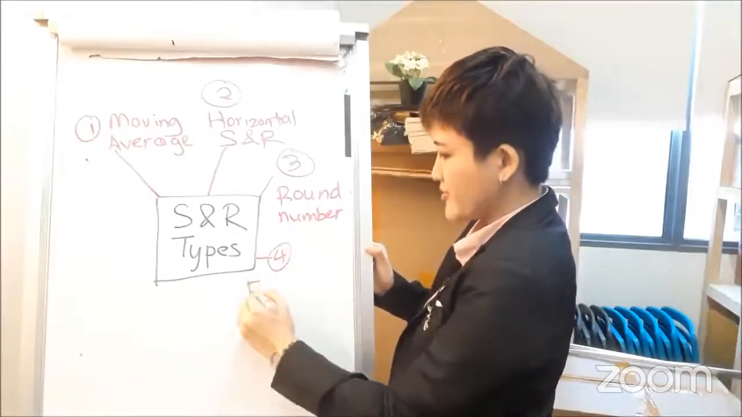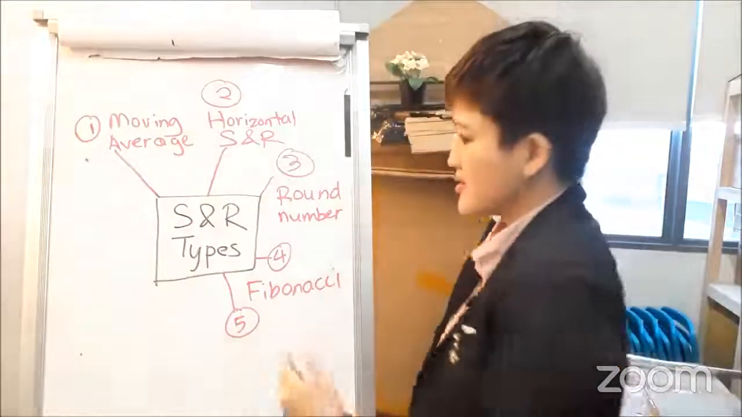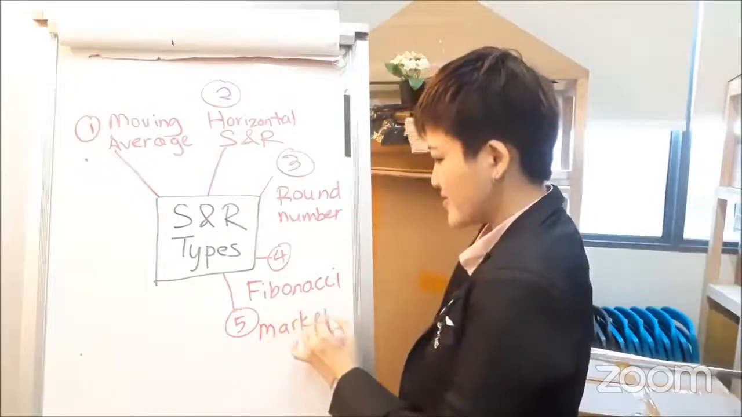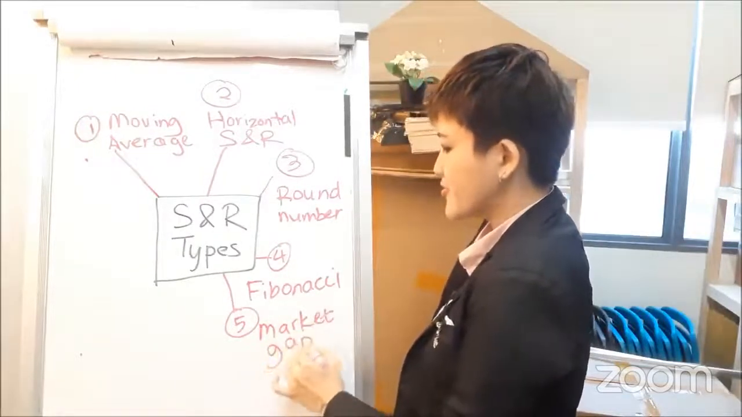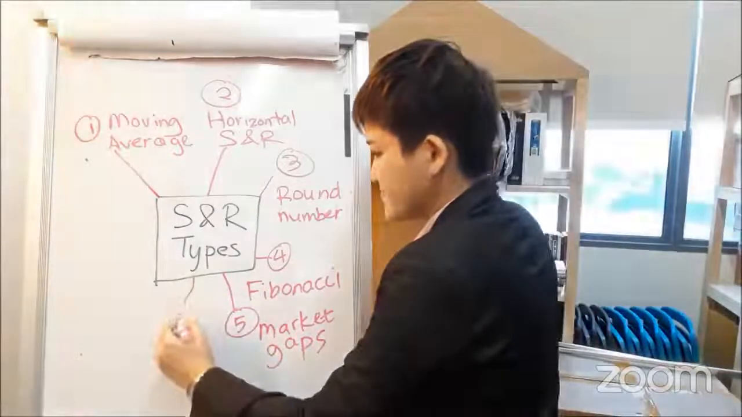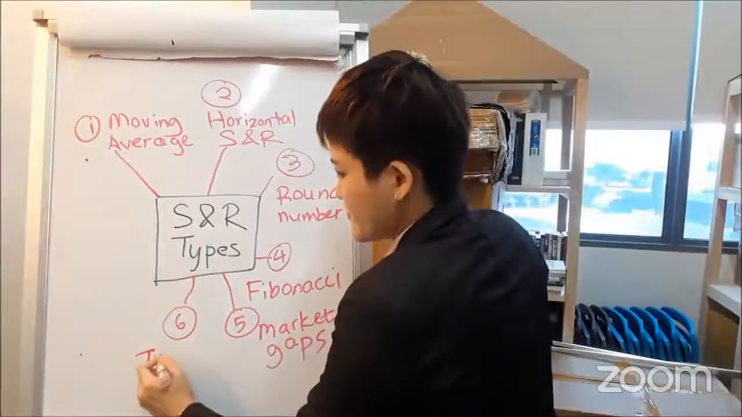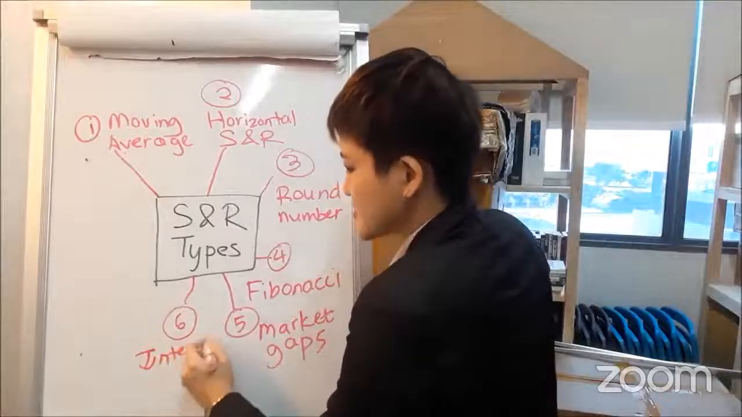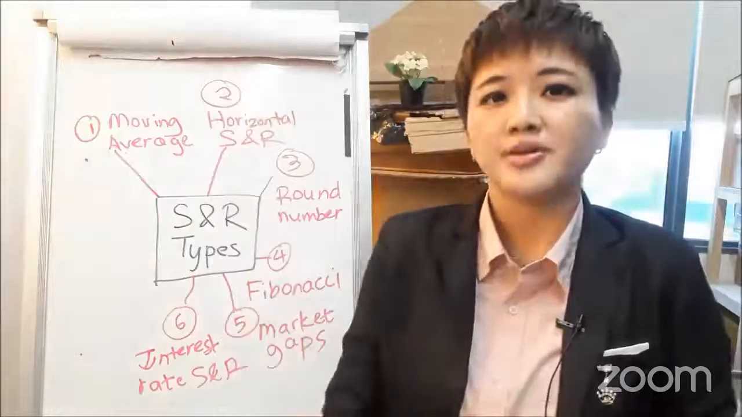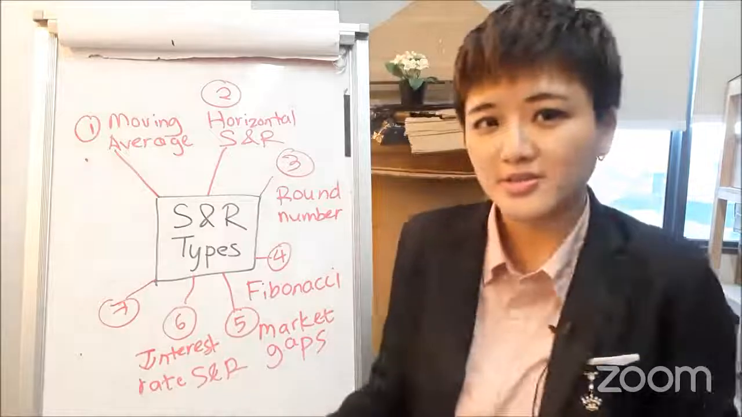Fourth type, you have Fibonacci. Fifth way you can determine support resistance, also not as obvious, but it's there: market gaps can also form invisible support resistance. Then the next one, what I call interest rate support resistance. Do you know that when the Fed cuts rates, the US dollar moves down, and it can form a resistance right on top? If you want me to make a video on this, let me know.